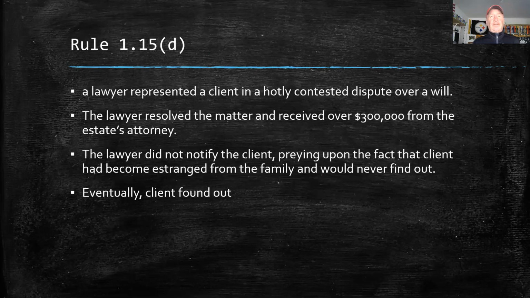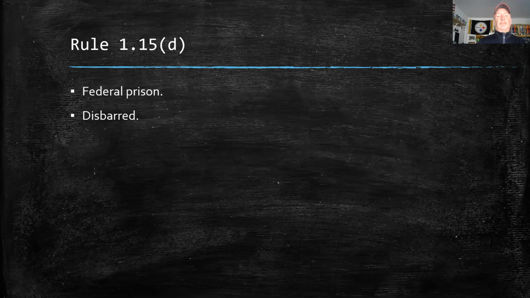Well, eventually the client did find out. Client ended up going to some family type of reunion or holiday gathering, I can't remember which, to make amends. And they did. And people said, well, what'd you do with the $300,000 we sent you? What $300,000 you sent me? And it had been sent a year ago. Obviously, then the client contacts us. We contacted other people. The lawyer was convicted of a crime, went to federal prison, and has been disbarred.